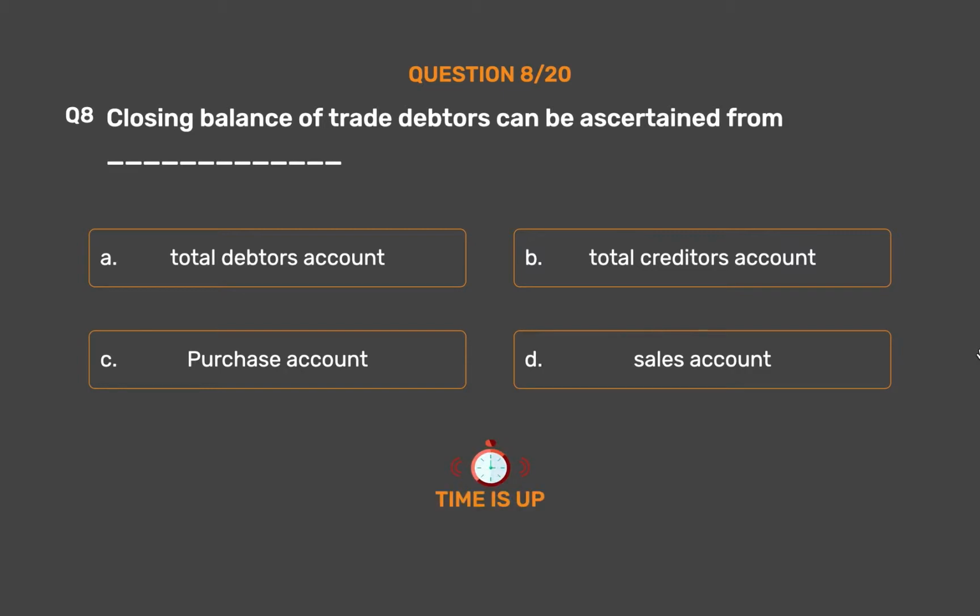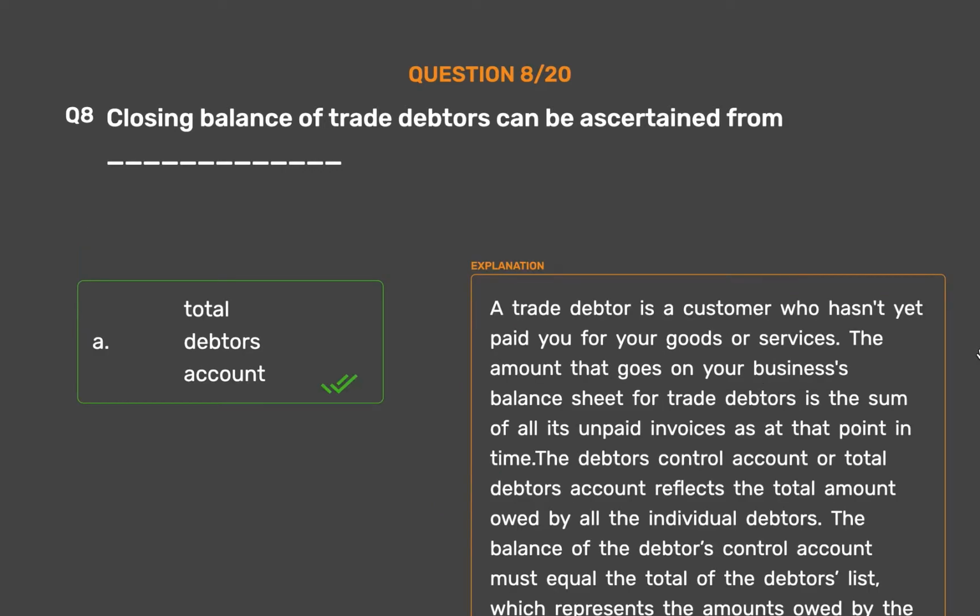The correct answer is Option A. Total debtors account. A trade debtor is a customer who hasn't yet paid you for your goods or services. The amount that goes on your business's balance sheet for trade debtors is the sum of all its unpaid invoices as at that point in time.